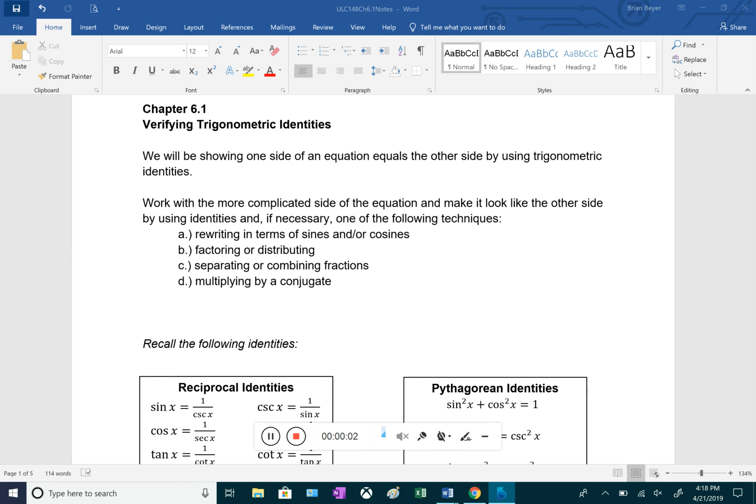Chapter 6.1 is verifying trigonometric identities. So we're going to have a trigonometric equation, and we're going to show that one side of the equation equals the other side using identities.